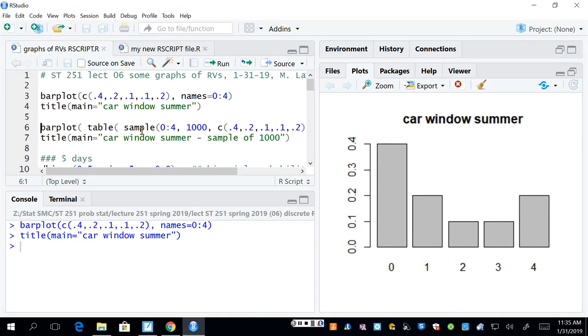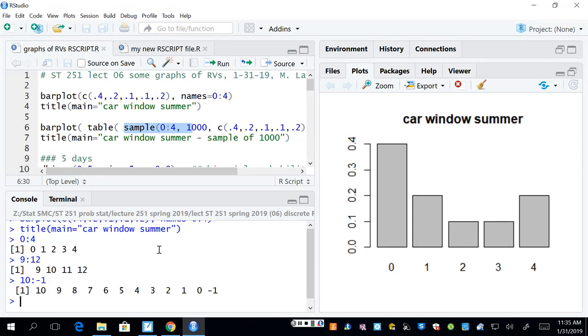Now, there's a sample command. 0 through 4 is its little way of getting 5 numbers in a sequence. So 9 through 12 would give you those 4 numbers. You can make that as long or as big as you want. You can make it go 10 down to -1, and it will go down in case you wanted that. Sample is a built-in command for sampling.